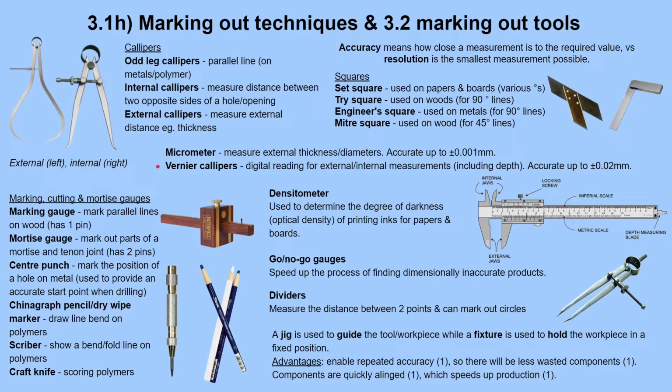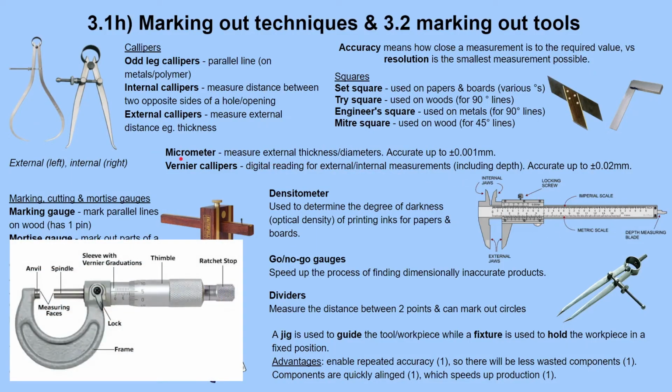Okay, a micrometer is used to measure distances. It's accurate up to 0.001 millimeter. And then vernier calipers, which is this thing here, is accurate to 0.02 millimeters. A micrometer, I'll put a picture on screen actually. It's often used in science and physics.